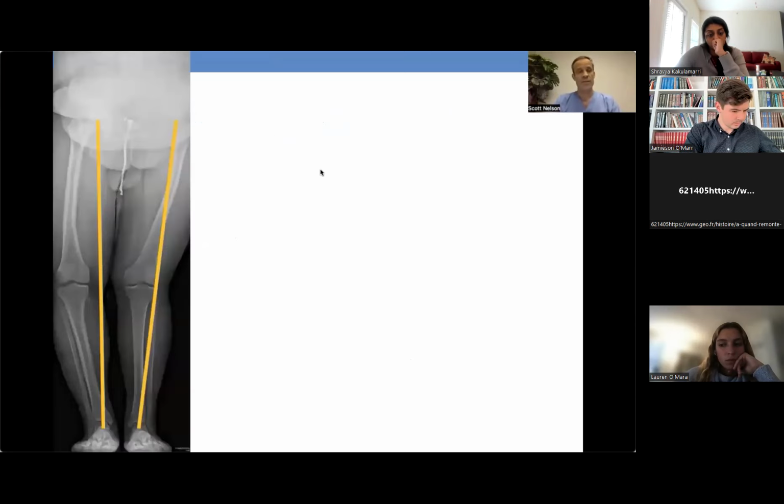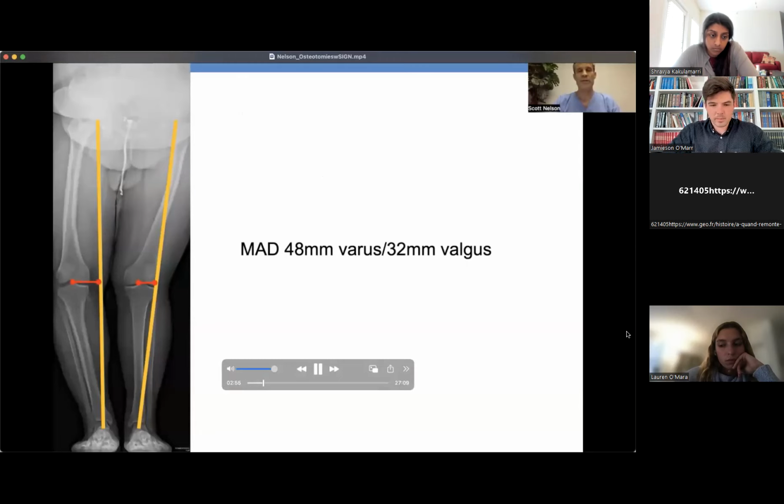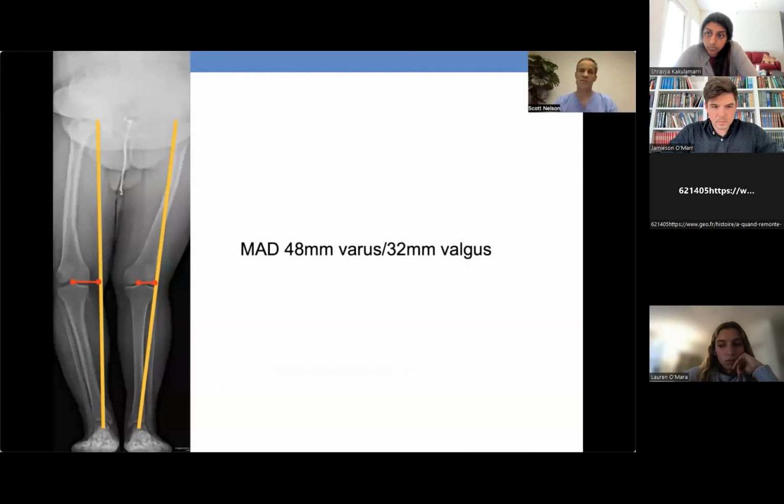And in this patient, we see that these lines drawn from the center of the hip to the center of the ankle don't pass through the middle of the knee. And we measure the distance between the center of the knee and that line to get our mechanical axis deviation. On his right side, we have 48 millimeters of varus. On the left, 32 millimeters of valgus. We write this in our chart just like this, as if we're looking at the x-ray: 48 varus / 32 valgus.